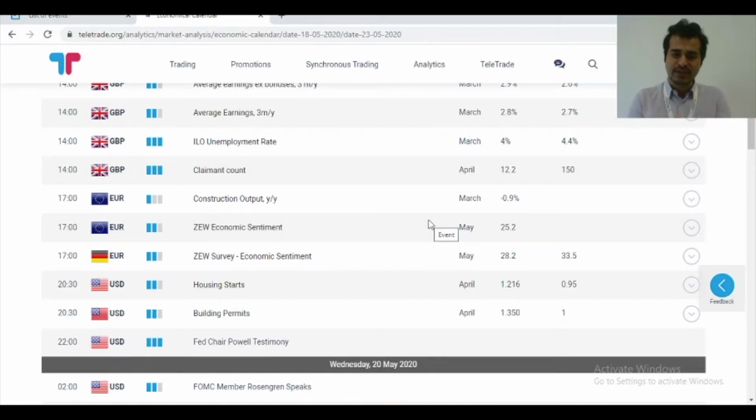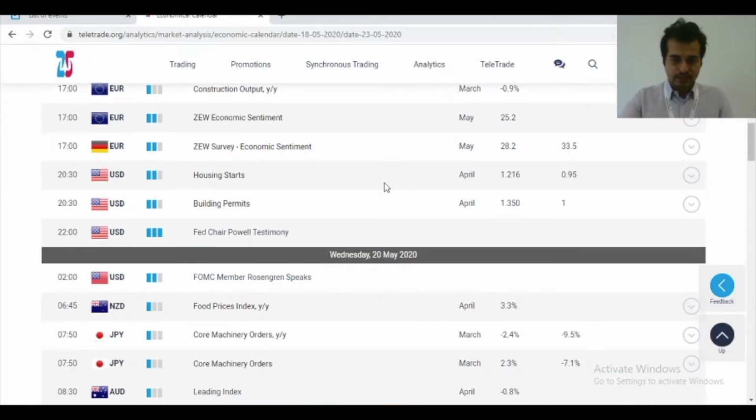But overall, if you see the pattern, there are a lot of countries that are heading towards recovery. So we're going to see more comments from the Fed Chair Powell testimony. I believe that this will be another market moving data this week.